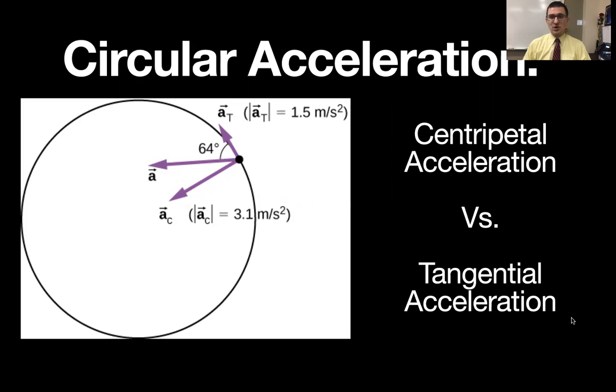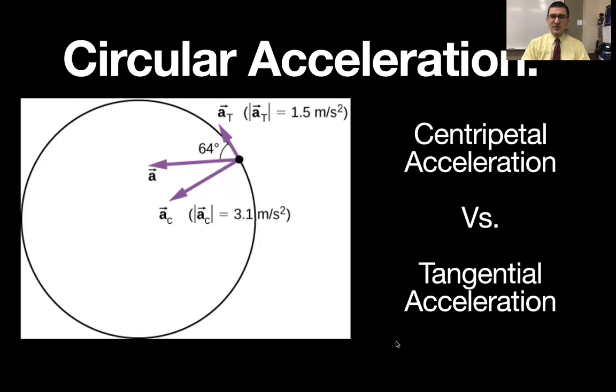Now, if at the same time it's also speeding up or slowing down, then the object will simultaneously be experiencing a tangential component to that acceleration. The actual acceleration vector would be a resolution of the tangential and centripetal components of the acceleration vector.